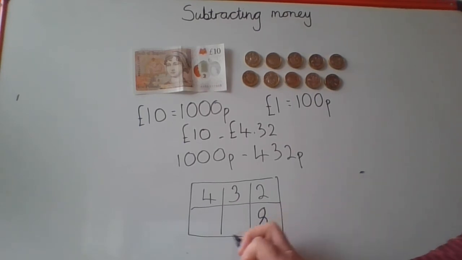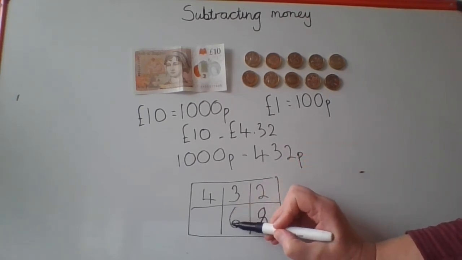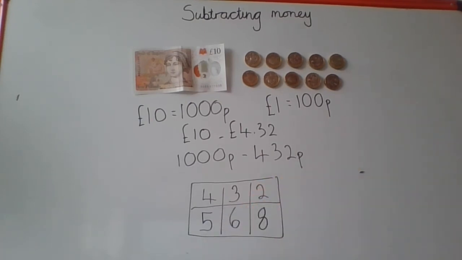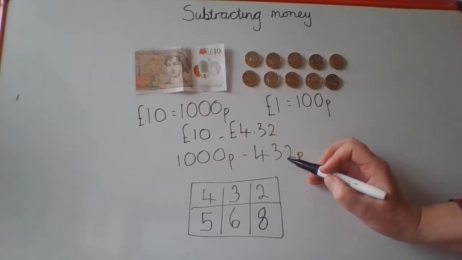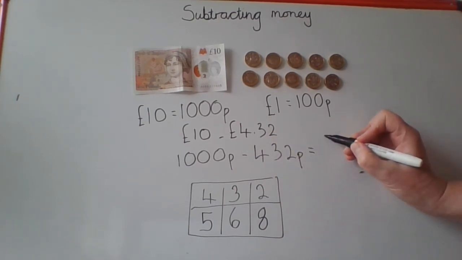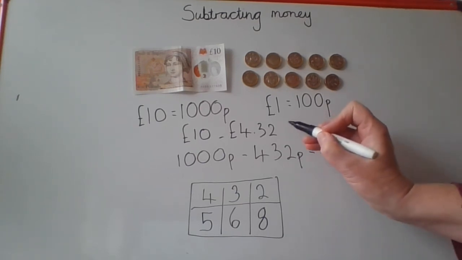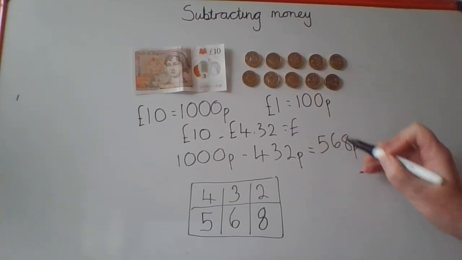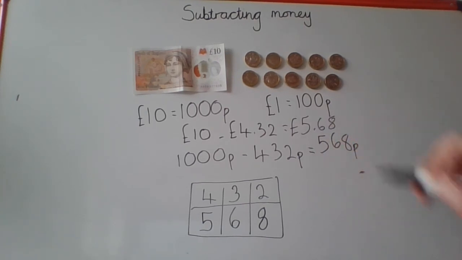Every other column adds up to, can you remember? They add up to 9. So 3 plus 6 would be 9, and 4 plus 5 would be 9, which means that 1,000 pennies take away 432 pennies equals 568 pennies. And then you can convert this. So 568 pennies would be £5.68.